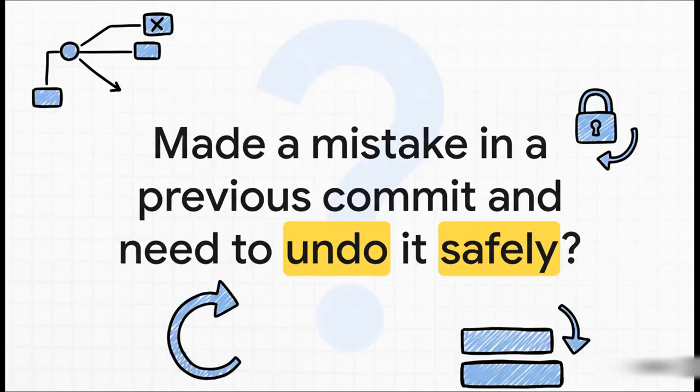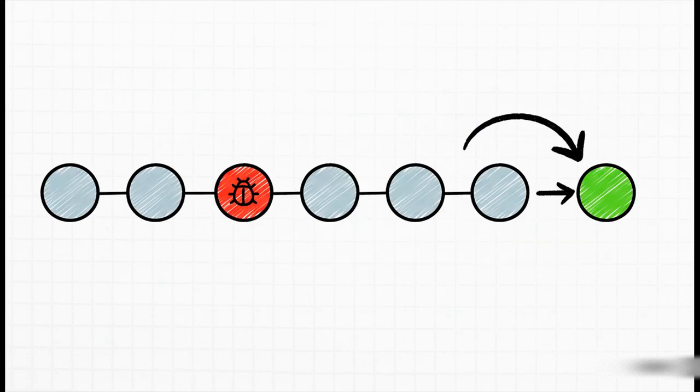All right, here's another one of those oh no moments. You realize that a commit you pushed yesterday actually introduced a huge bug, and the whole team already has it. You can't just delete it, so how do you fix this without messing up the project history? This is where git revert is your best friend.